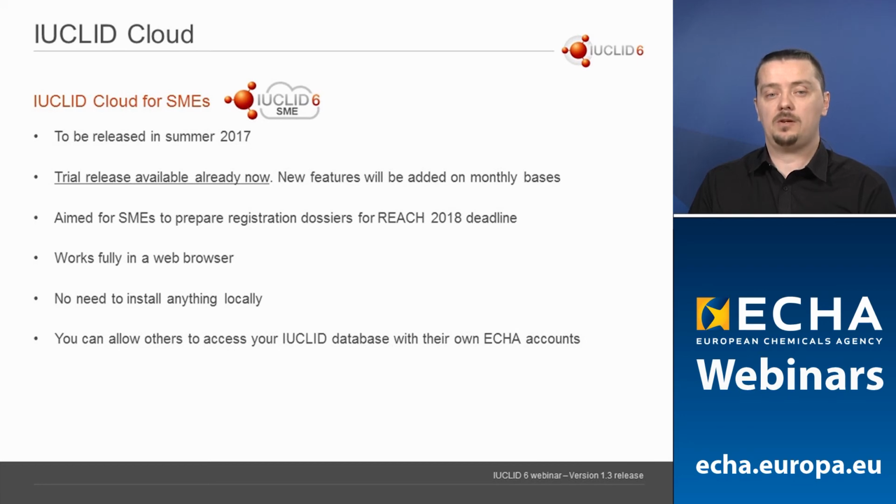The aim with the ECHA Cloud for SME is that you would be able to work fully in a web browser. You wouldn't have to install anything locally, as the features would be targeting the SMEs. If there would be any features that you can't find but you would like to use from the real traditional Euclid, you have the possibility to launch the traditional user interface as well to get access to it. And as mentioned already before, you can allow other users to access your Euclid database with their own ECHA accounts.